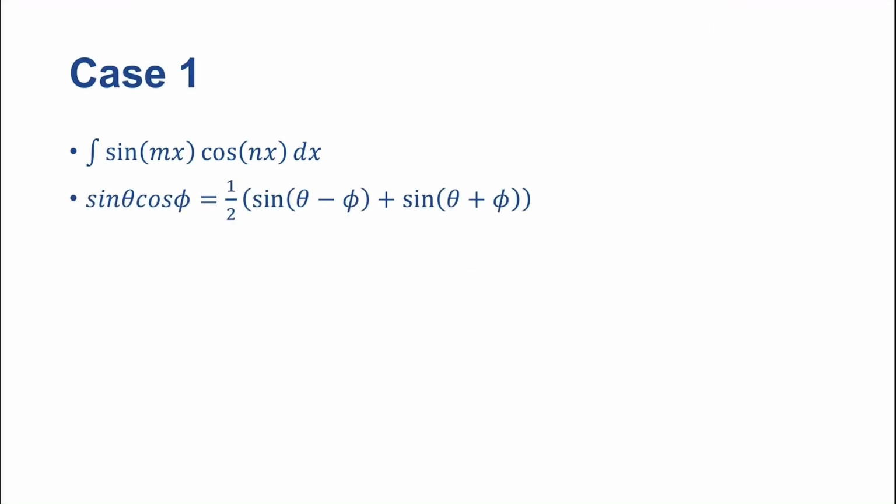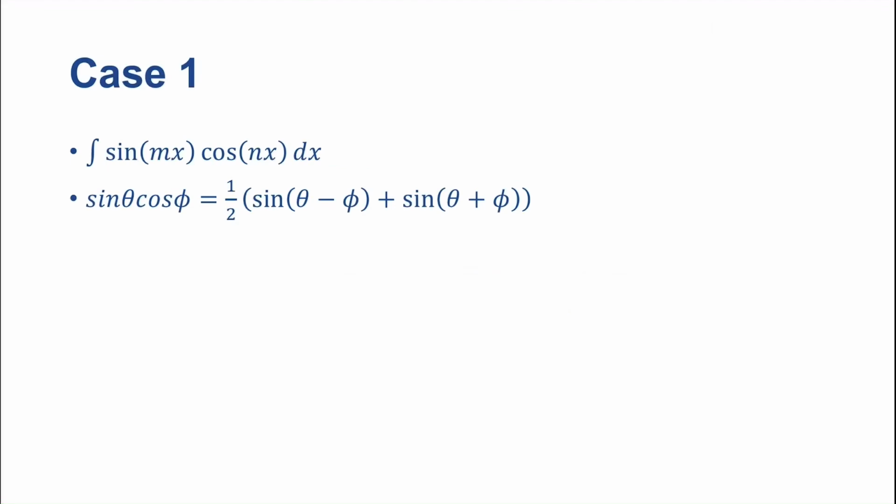Case 1 for our product to sum identity is that we have the integral of sine of mx times cosine of nx dx. Now, what we do here is we can make the following substitution, and after you do that, you should be pretty good. I'm using these Greek letters, theta and phi. You may have seen theta from a trig course, maybe not phi. You'll see that in multivariable calc. That's an important variable, but for spherical coordinates, but you will see phi again. I like the letter phi and I like saying it, so we're going to use that as a variable here.